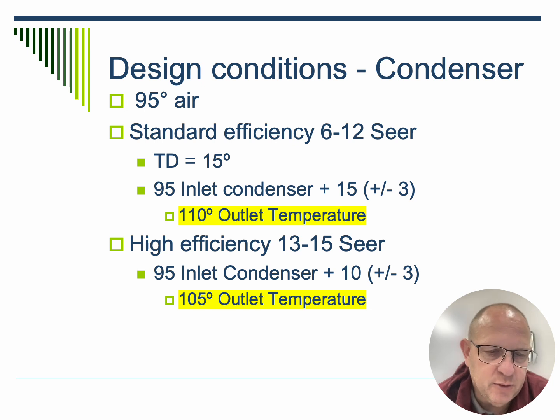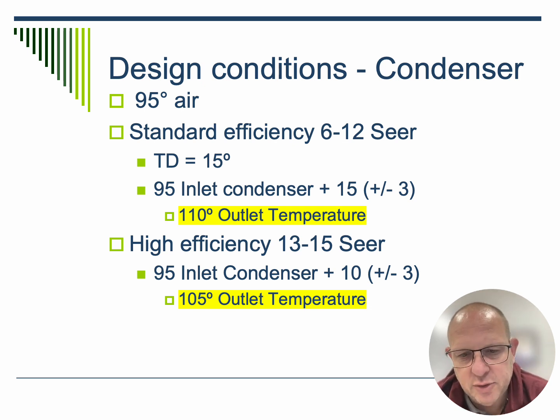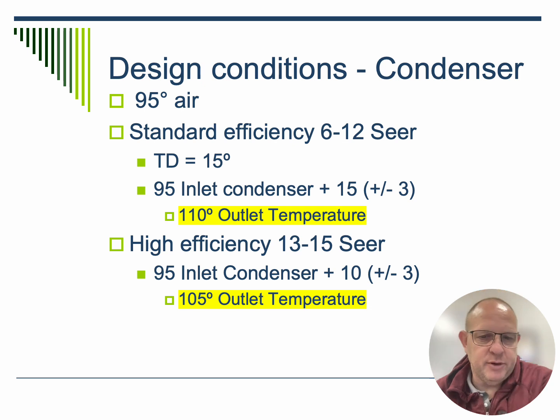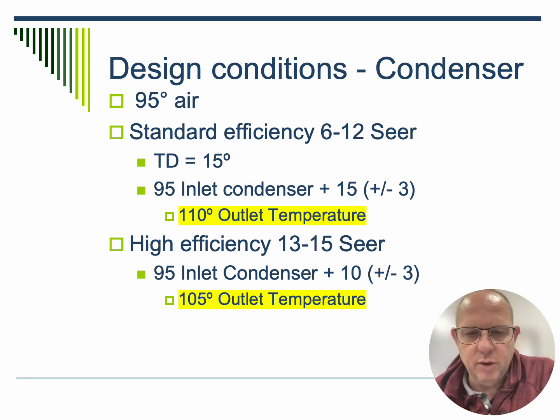On a high efficiency unit, that's a 13 to 15 SEER, which is most of your 410A systems, 95-degree inlet condenser plus 10 degrees. So those will be running about 105 degrees on the discharge temperature coming out the top of the condenser itself. It's just another way for us to go through and check to see how our systems are doing. We could actually use these numbers and do a BTU calculation on them, just like you could use these numbers on an evaporator coil to do a BTU calculation on it. Either one would be good.